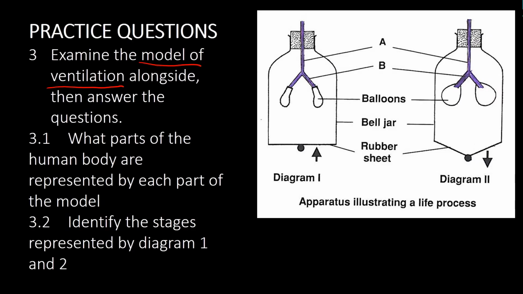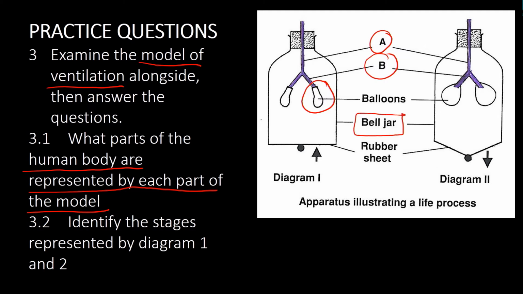Okay, so you would first have to say what parts of the human body are represented by each part of the model. The balloons obviously represent your lungs. A obviously points to the trachea. B points to the bronchiole. The bell jar would be your rib cage, and the rubber sheet which moves up and down would be the diaphragm.